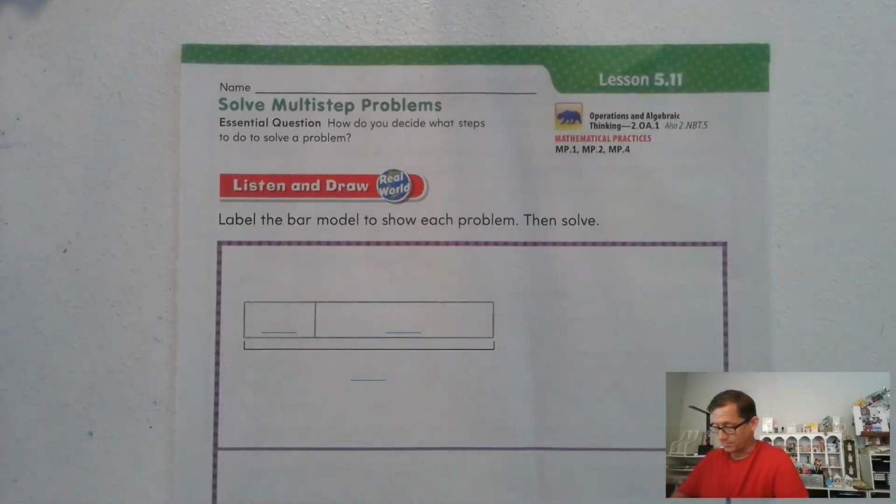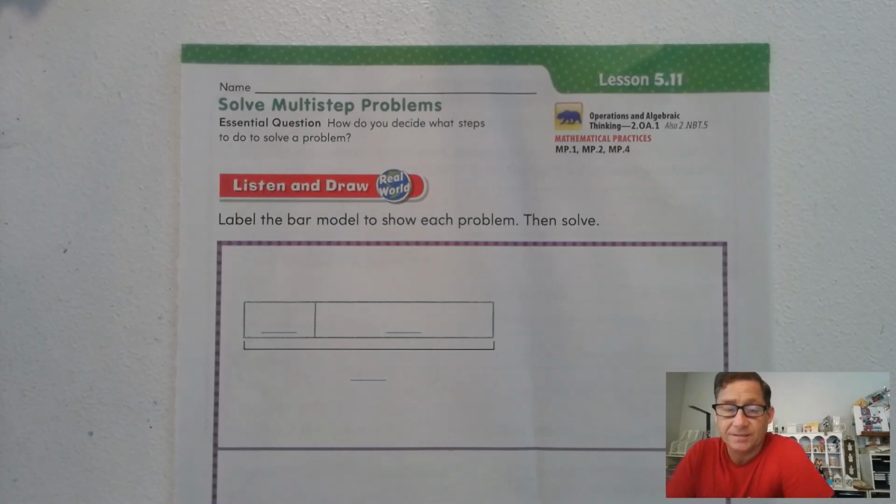Okay, so here's the first problem. Cassie has 32 sheets of paper. She gives Jeff 9 sheets of paper. How many sheets of paper does Cassie have now? Again, she had 32 pieces of paper and she gave away 9 pieces of paper. How many pieces of paper does she have now? So go ahead and use the bar model to illustrate that. Pause the video while you're doing that.